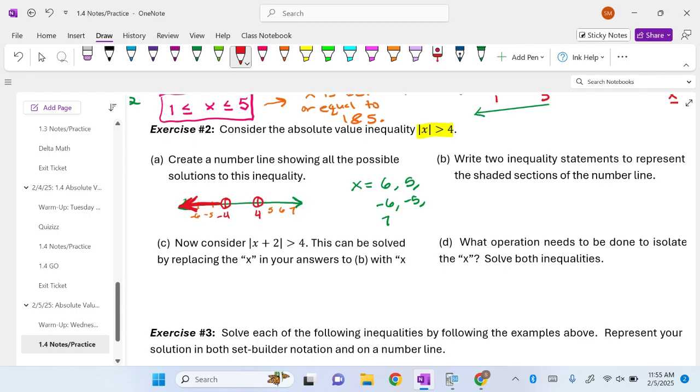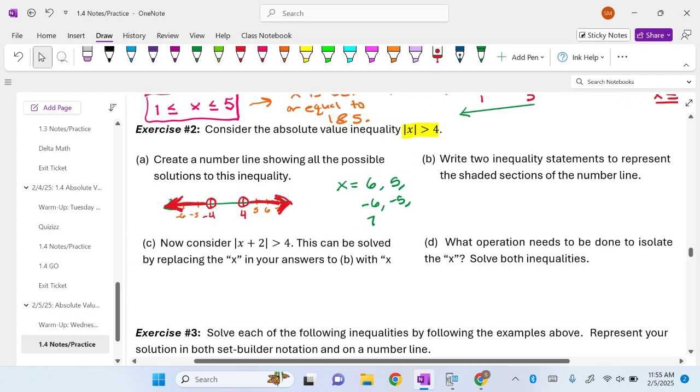Now, why do I not shade between them? So between -4 and 4, why do I not shade between them? It has to be greater than 4, and obviously, if you take any of the values between -4 and 4, it would not make the statement true if you plug them in for x. So for example, if you picked 3, absolute value of 3 is 3, and it's not true that 3 is greater than 4. That's why we can't shade in between the two numbers.